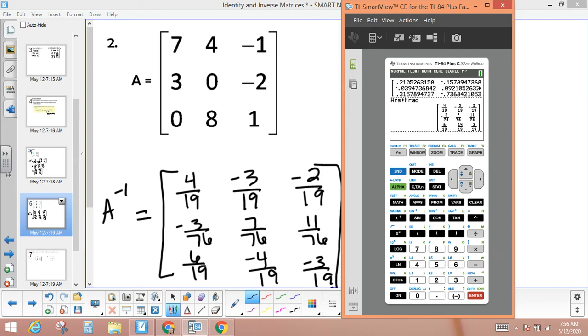What's fun about inverses is that just like with multiplication, like I can take a 3 and multiply by its multiplicative inverse of 1/3, and I get 1, the identity.